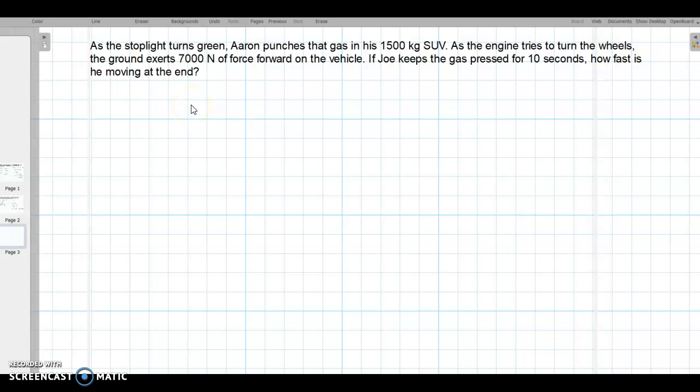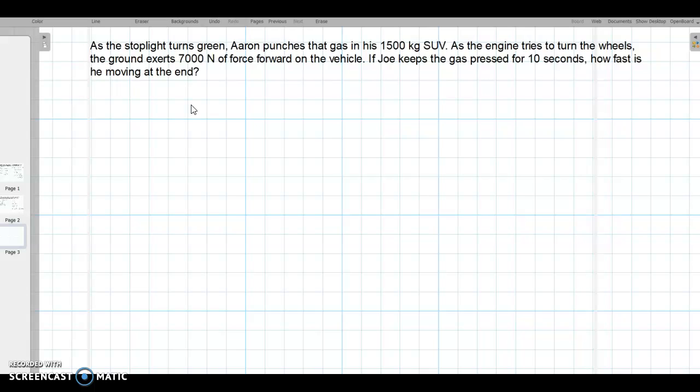All right, so moving on to the next problem here. As the stoplight turns green, Aaron punches the gas in his 1,500 kilogram SUV. As the engine tries to turn the wheels, the ground exerts 7,000 newtons of force forward on his vehicle. If Joe keeps the gas pressed for 10 seconds, how fast is he moving at the end?